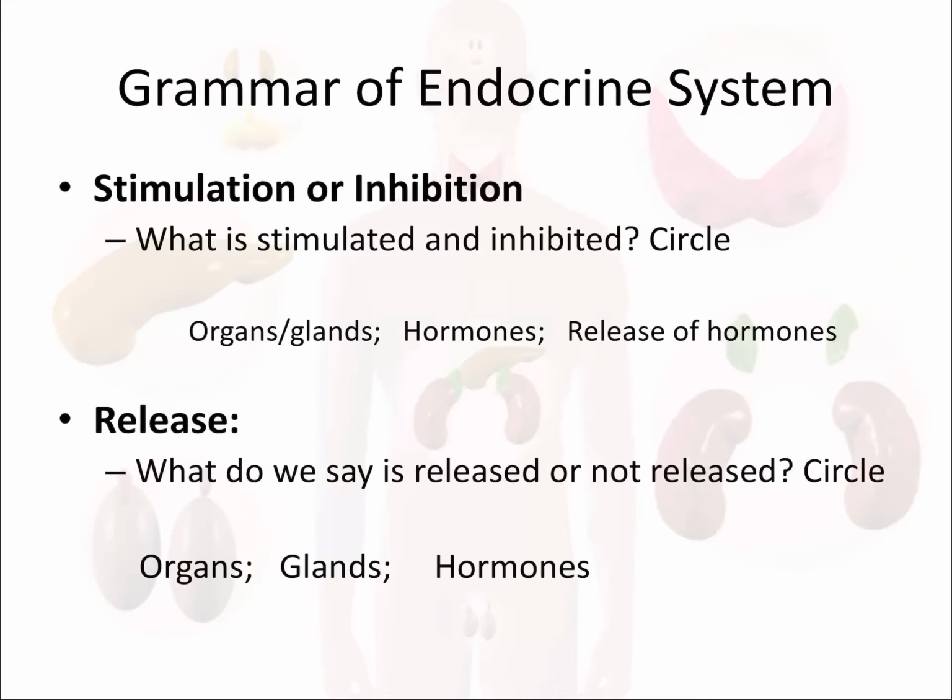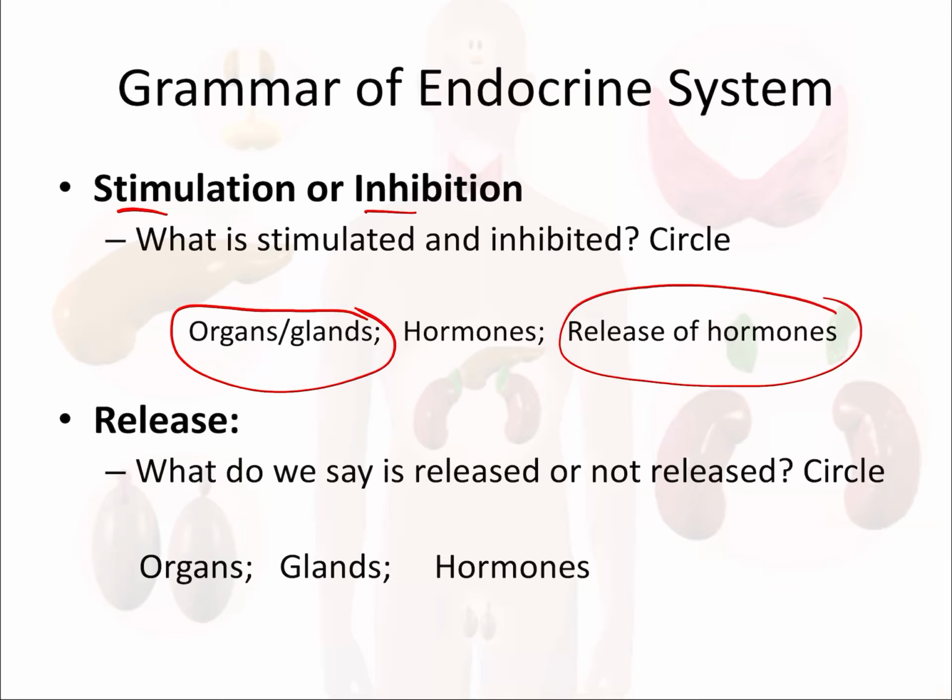So a little bit about how to talk about the endocrine system. We kind of call it the grammar of the endocrine system. When we use these terms, stimulation or inhibition, there's a thing to fill out here: what is stimulated or inhibited? So our organs, hormones, or release. So we could say that we stimulate an organ to release a hormone, right? Or we inhibit an organ. So we could say that we stimulate the thyroid gland to release something. We wouldn't say that we stimulate the thyroid hormones. We could also say we stimulate the release of hormones.